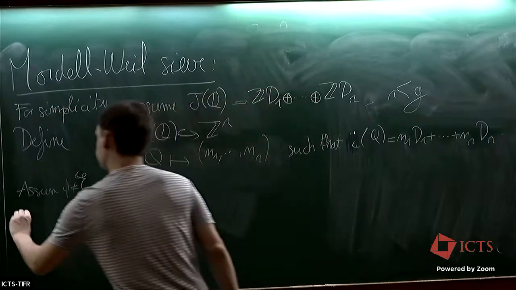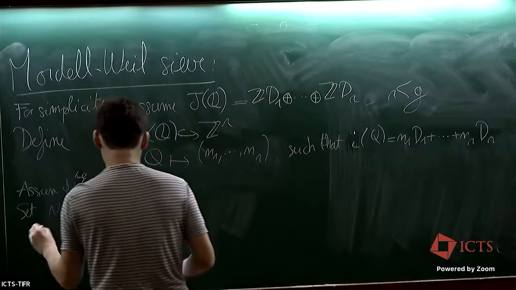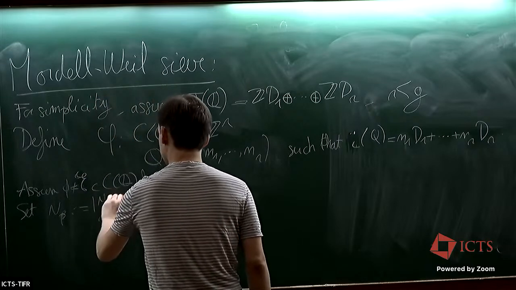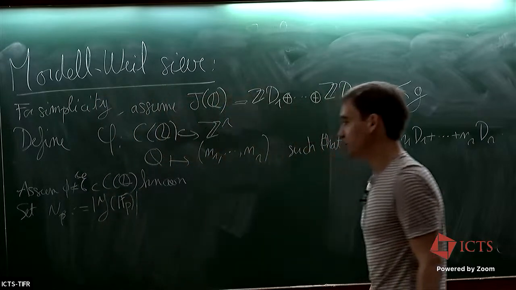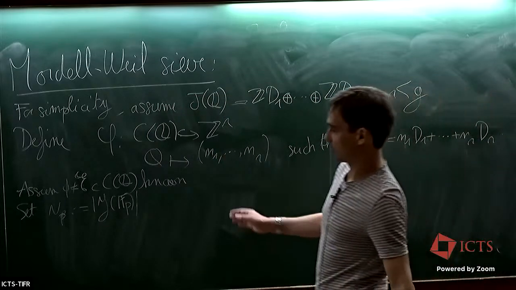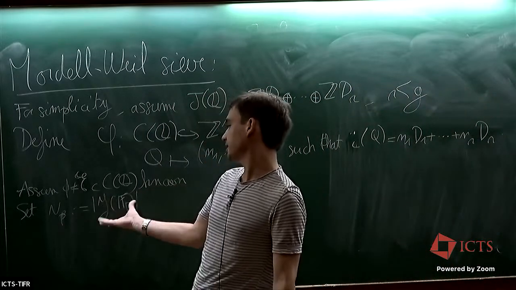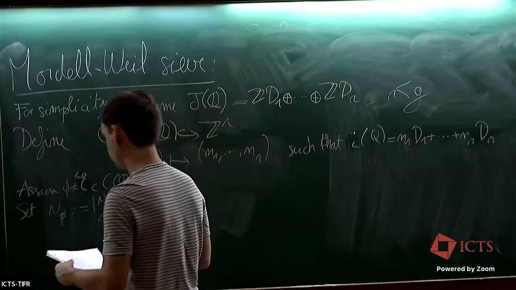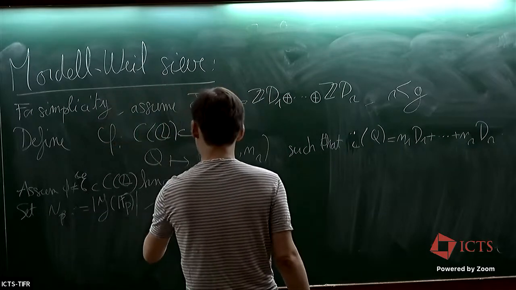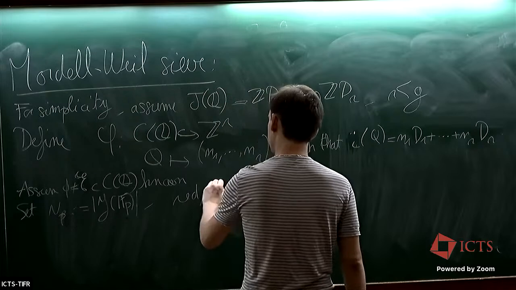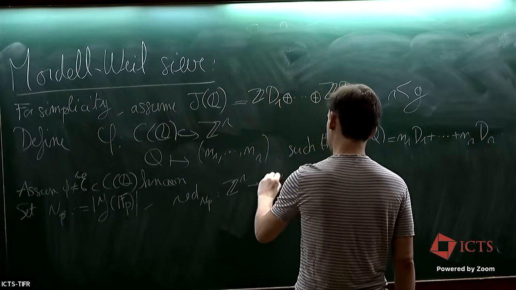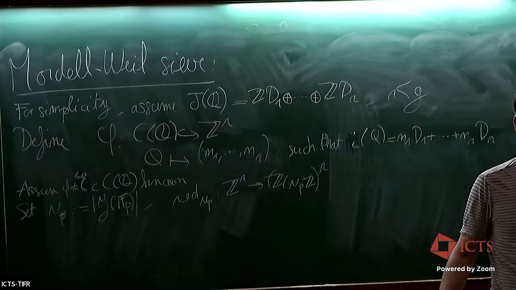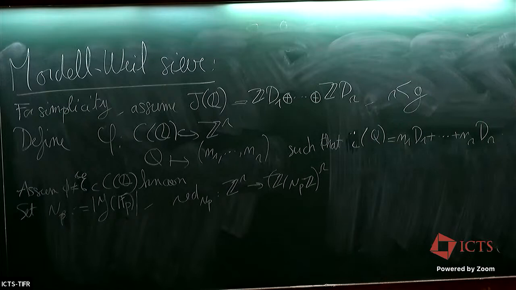Set N_P the order of the reduction of J mod P. So again, I assume that I have good reduction at P, so it makes sense to reduce the Jacobian mod P and count its points. It's finite. And the reduction mod N_P would be from Z^r to (Z/N_P Z)^r, where you reduce mod N_P each coordinate.